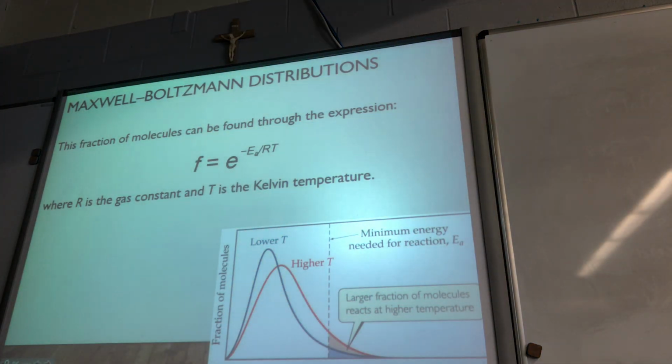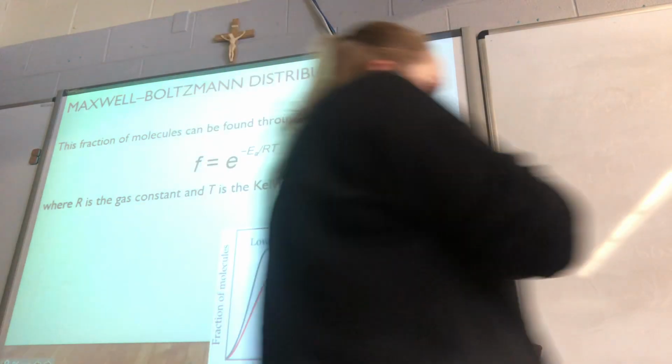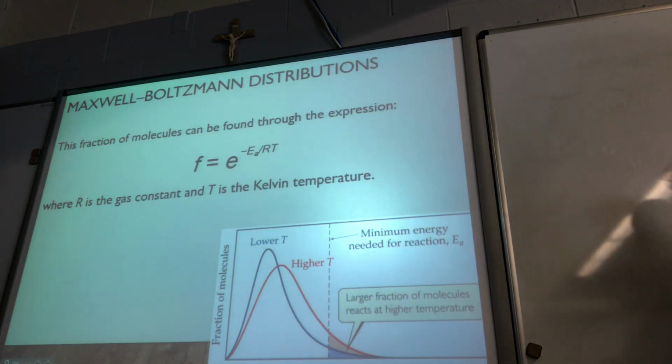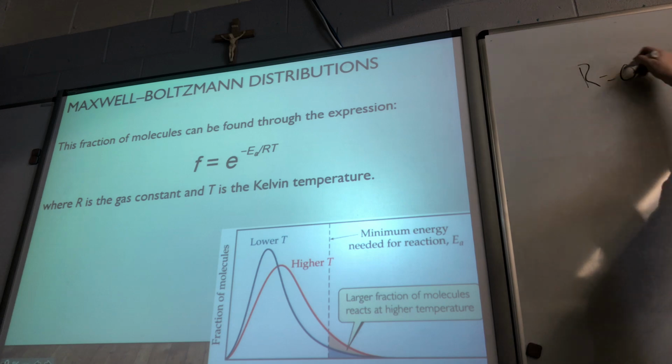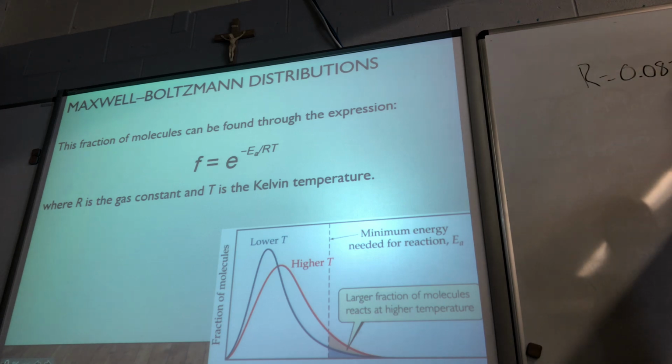I was just wondering what the numbers were for R. Capital R? Yeah. 0.08206. I'll put it on the board. You remember from our gases chapter, but there were a lot. But in this one, we're going to use that one.